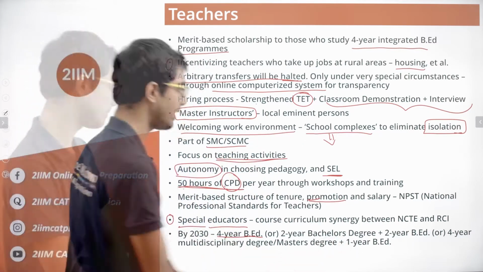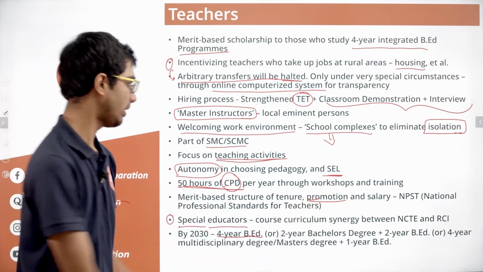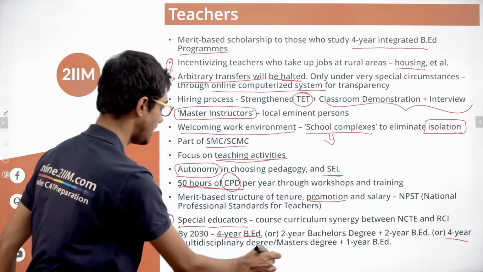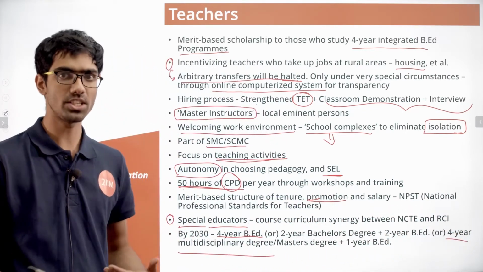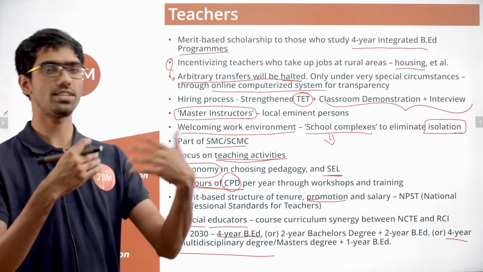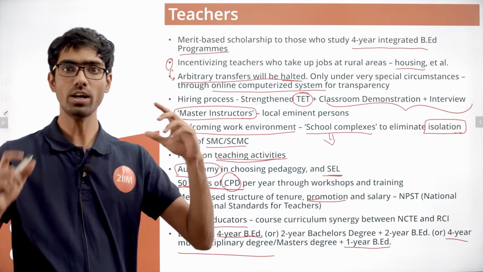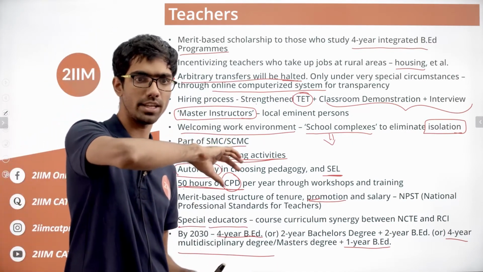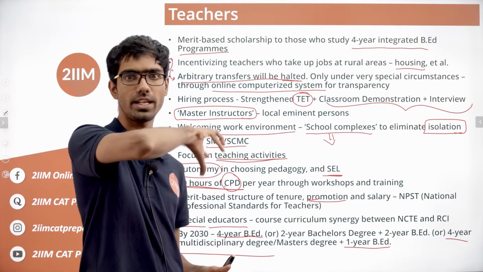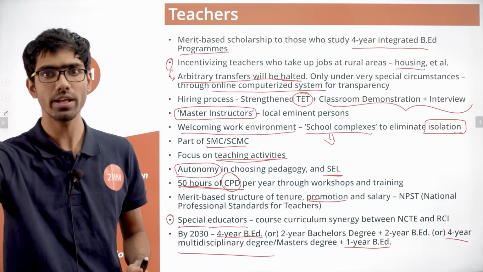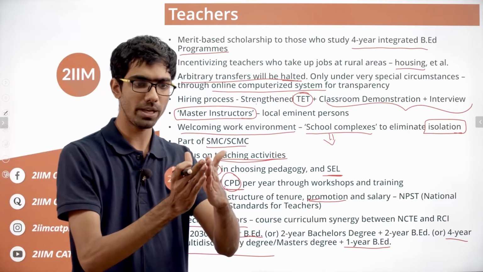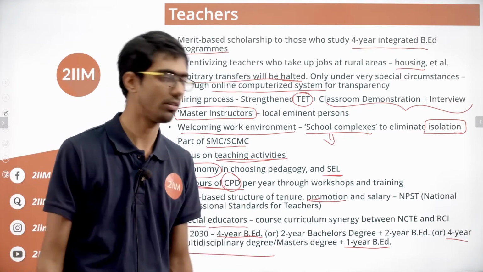Instead, what they can do is study a 2-year B.Ed program, or if they have done a 4-year multidisciplinary degree, engineering, for example, mechanical engineering, or a BSc or an MSc in physics, they can do a 1-year B.Ed. So what does this do? This fast tracks the inclusion of teachers from multidisciplinary educational backgrounds into the school fold, as well as paves the way for an increase in the talent pool of the teachers.